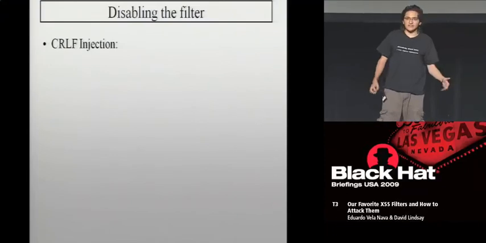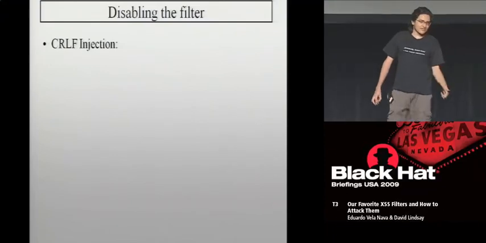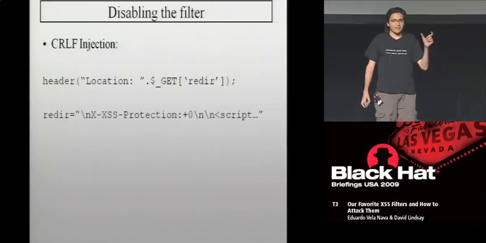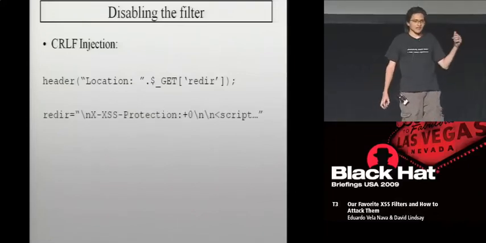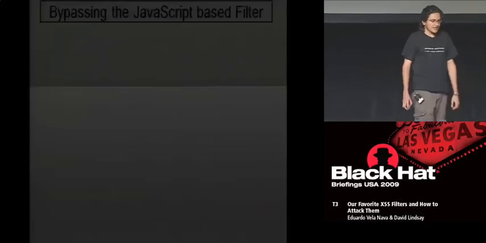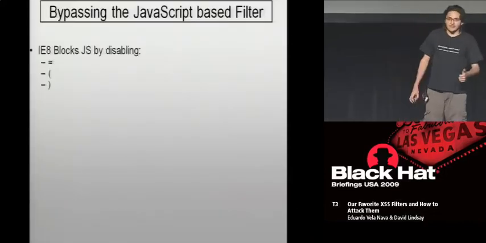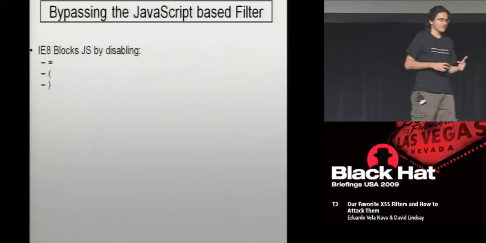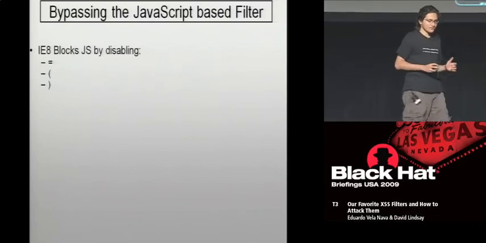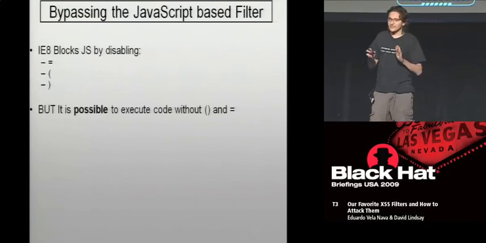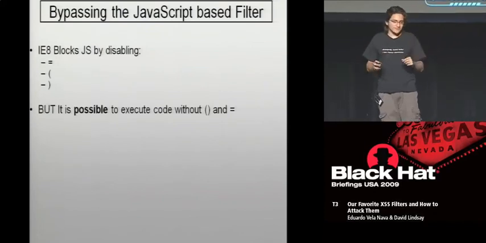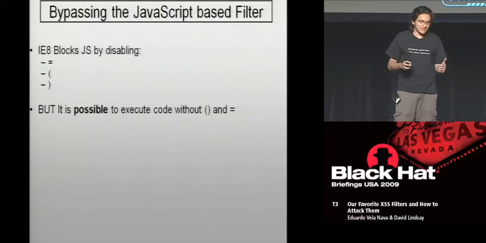You can also disable the filter if you have a new line injection. If you have something like this, then you can just append the header that will disable the filter. Bypassing the JavaScript filter, there is a way. You can bypass the JavaScript-based filter because the filter assumes that it's impossible to execute without equal and parentheses. Anyway, it's possible to do this.